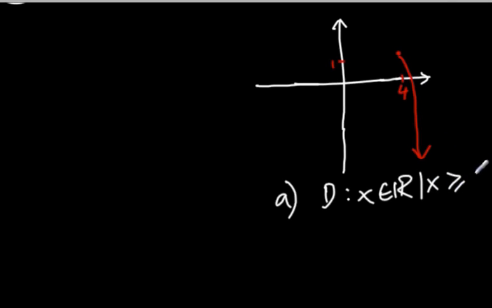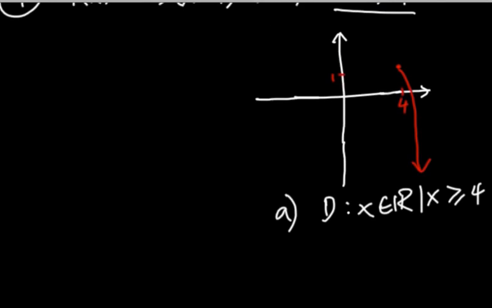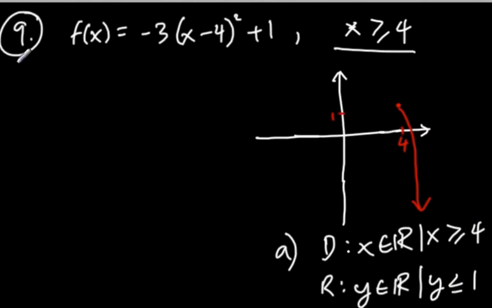So let's get the domain and range of this function. So this is part A. The domain of this function is x is an element of reals, where x is greater than or equal to 4. And we already know that because that was given in the question. And the range is y is an element of reals, where y has to be less than or equal to 1. It's 1 and it's decreasing. So that's your domain and range of this function.